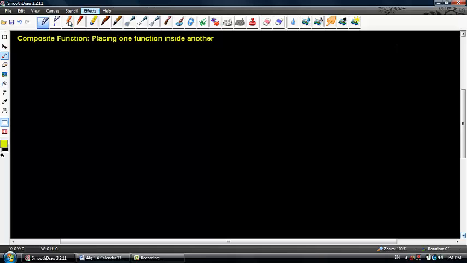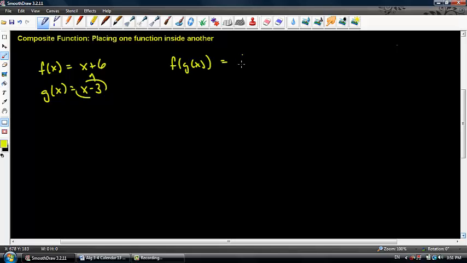Let's try one more example. If I give you f of x equals x plus 6, and g of x equals x minus 3. If I asked for f of g of x, that would be easy. We would take g of x and plug it into f of x, so that would be x minus 3 plus 6, which is equal to x plus 3.